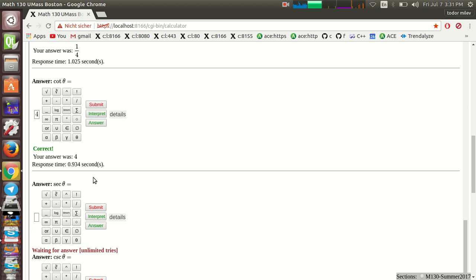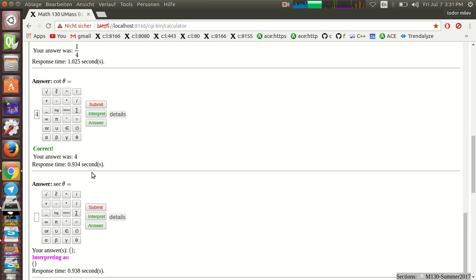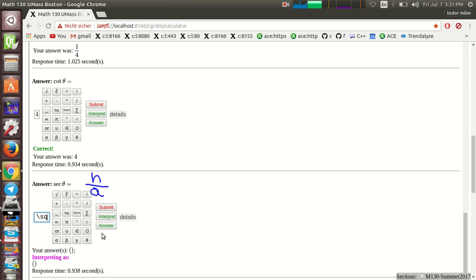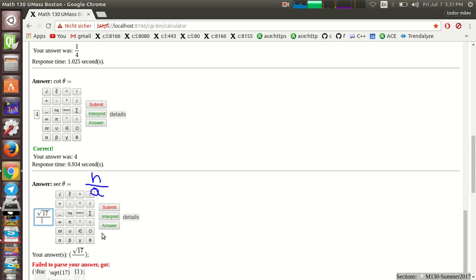So secant of theta would be the hypotenuse divided by the adjacent side. So the hypotenuse divided by the adjacent side, well, we remember that our hypotenuse was square root of 17, and the adjacent side was 4, right? So radical of 17 over 4. All right, that went through as well.